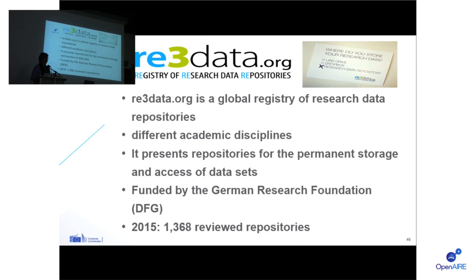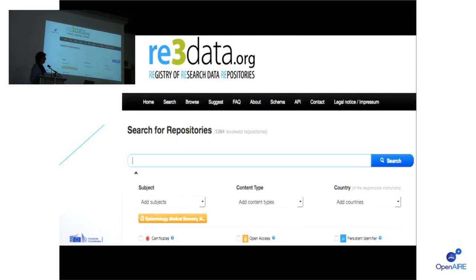Here you see the Registry of Research Data Repositories. A repository can register itself. They come from all kinds of academic disciplines, it doesn't stick to one. It's for permanent storage, of course, and it's funded by the German Research Foundation. At this moment there are around 1368 repositories you can find in it. You can search in it, for example, by discipline, but also by country.